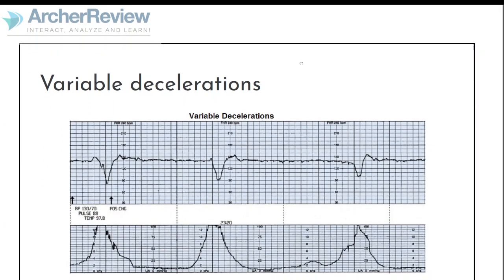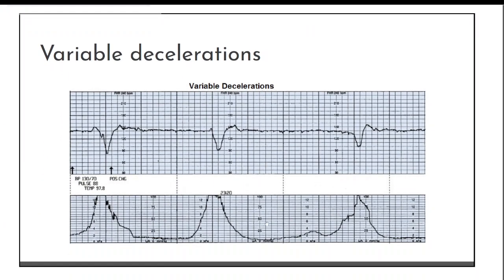Let's talk about variable first, okay? These also happen with contractions. We see contraction here, deceleration here, contraction here, deceleration here. What's the difference? Early, here's your decel. Variable, here's your decel. It's the shape, right? It's how fast this fetal heart rate plummets and then pops right back up.